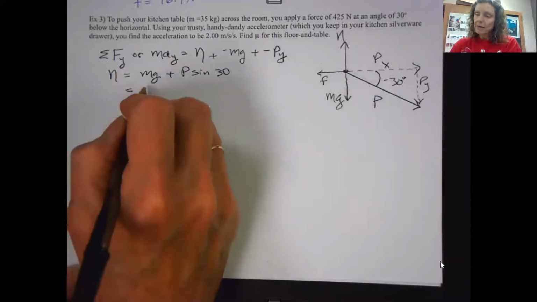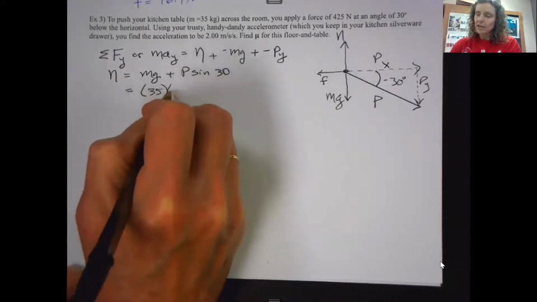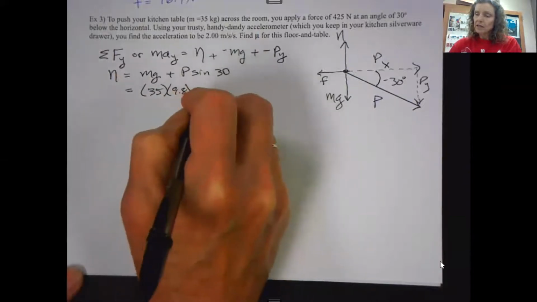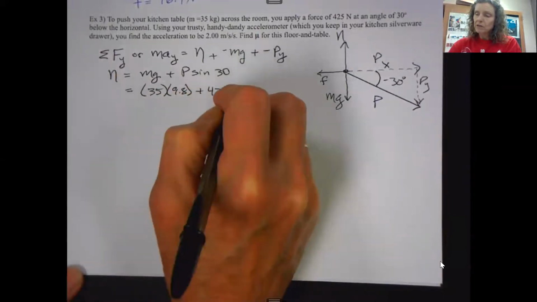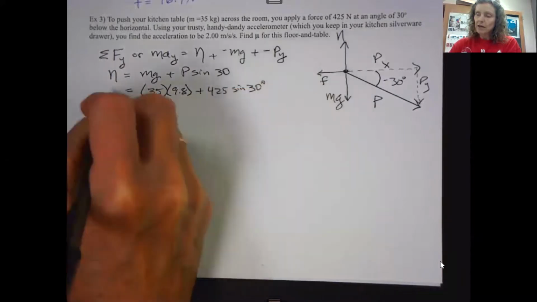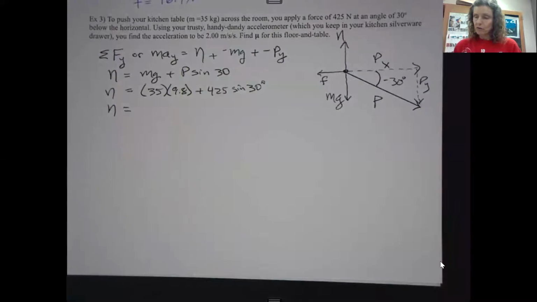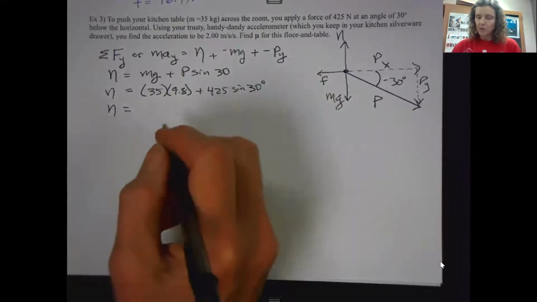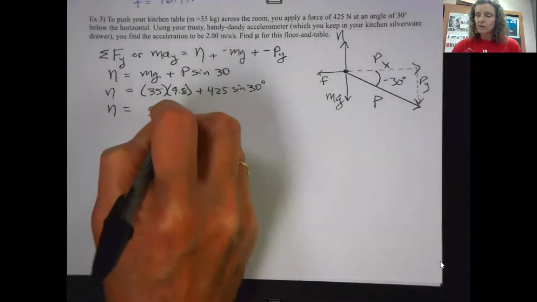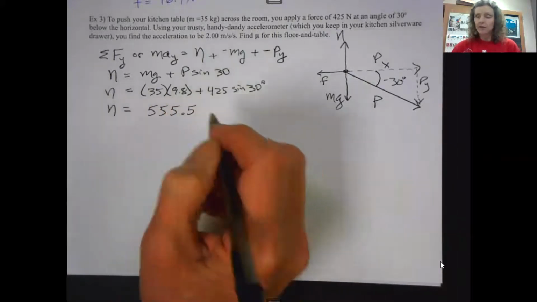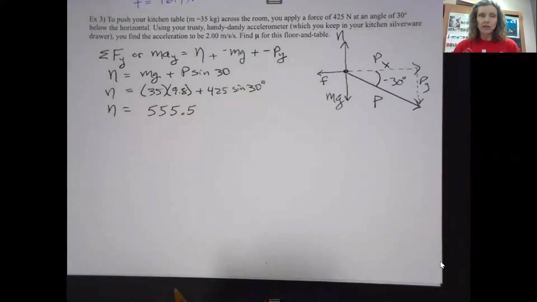So if I now put my mass in, it's 35 kilograms for that table times 9.8. Here's the push of 425 times the sine of 30 degrees. I can get a calculation here for the normal force, which is pretty important if I'm going to work to find the coefficient of stickiness. So 35 times 9.8, and then adding 425 times the sine of 30 degrees, because this is in the y direction. I want to work with the y component. So my normal force is 555.5 newtons. That's unrounded. Keep that unrounded. I may need to use that soon.